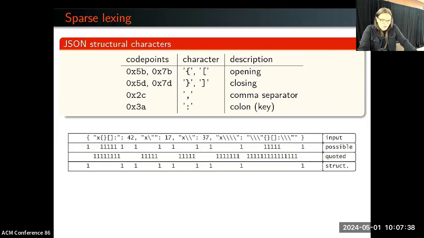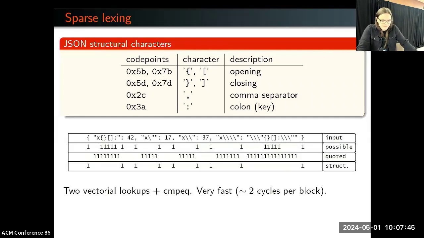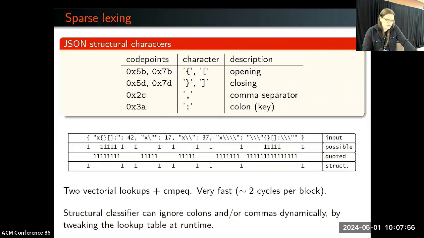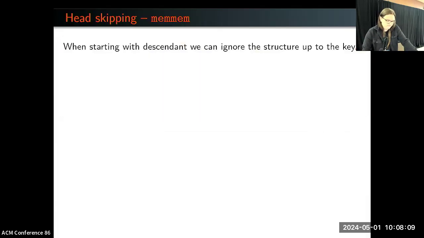So here's where the quote classifier comes into play. We need to find where those quoted sequences are and remove them from the bit mask. The rest can be done really quickly. That's two vectorial lookups, very fast, 2 cycles per block. If you think about it, that's what, 1/16 of a cycle per byte. That's extremely fast. Additionally, another optimization, we can actually ignore commas and colons. They don't matter in most of the JSON, it turns out. By tweaking the lookup table at runtime, we can just switch them out.